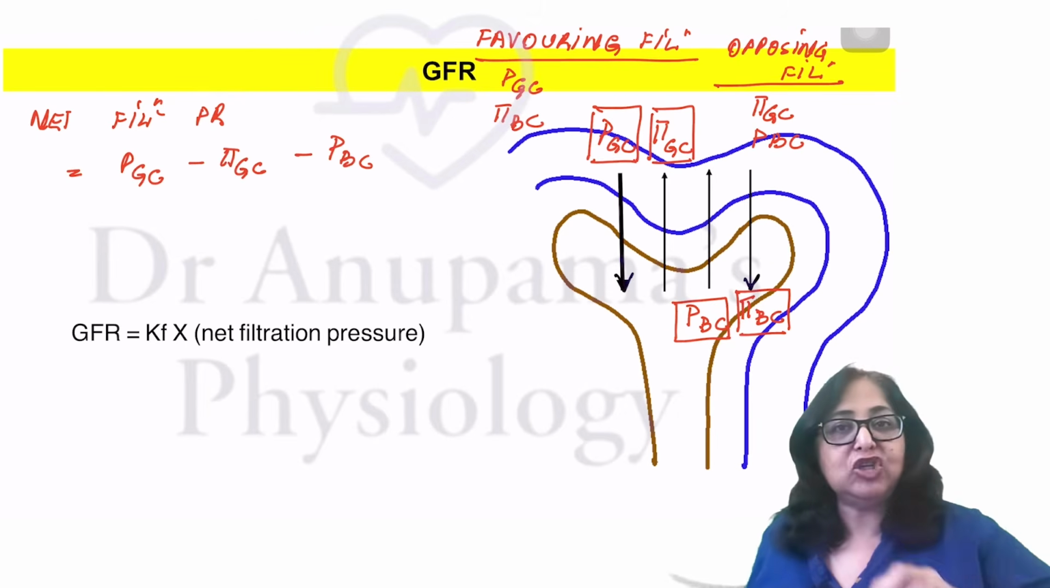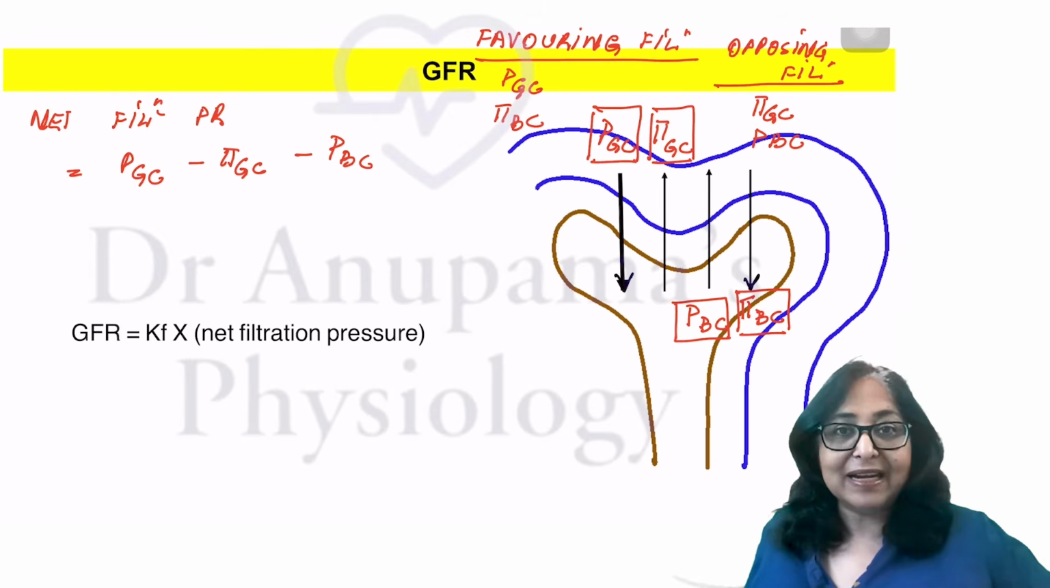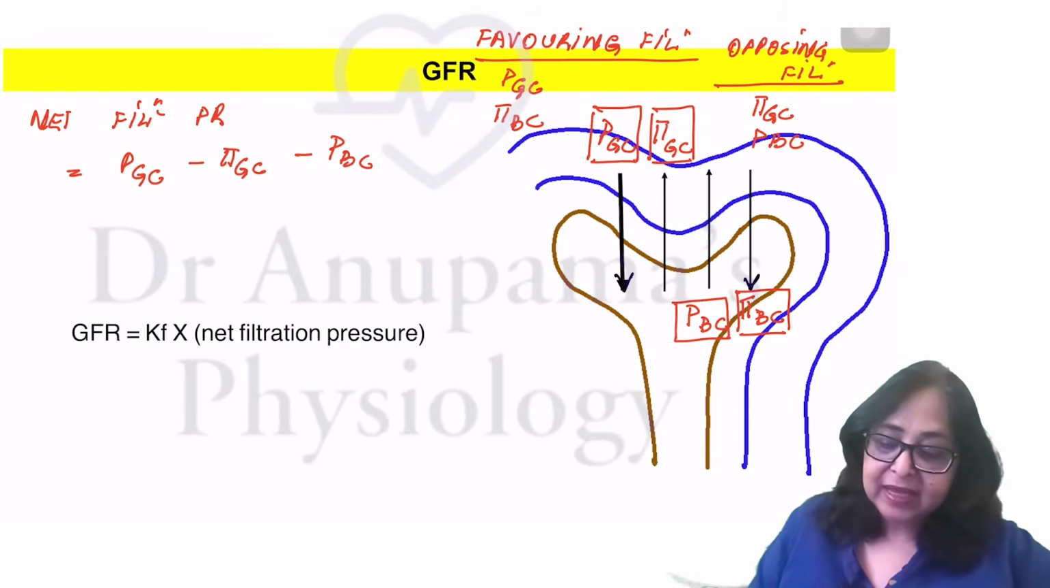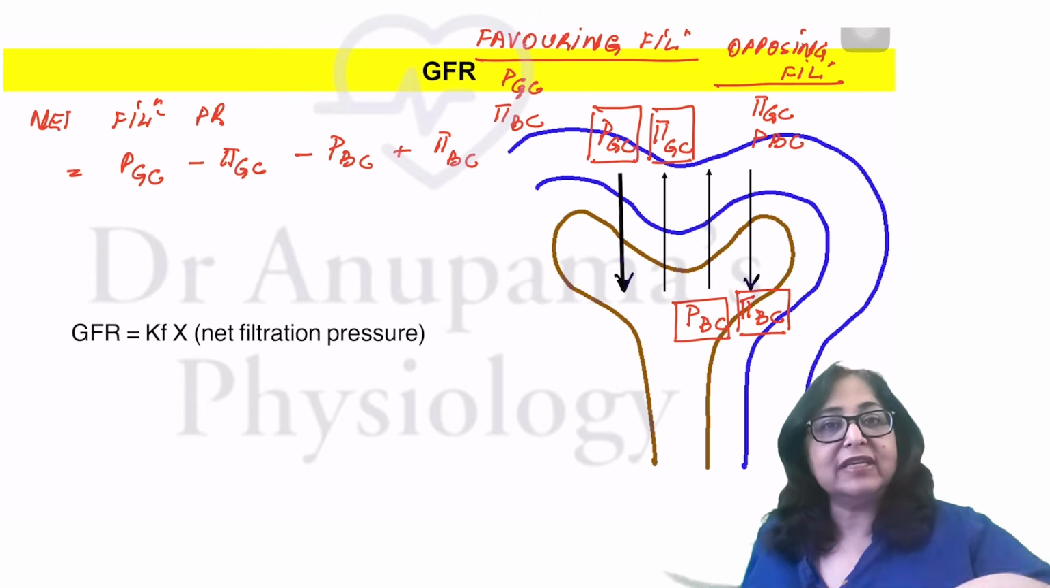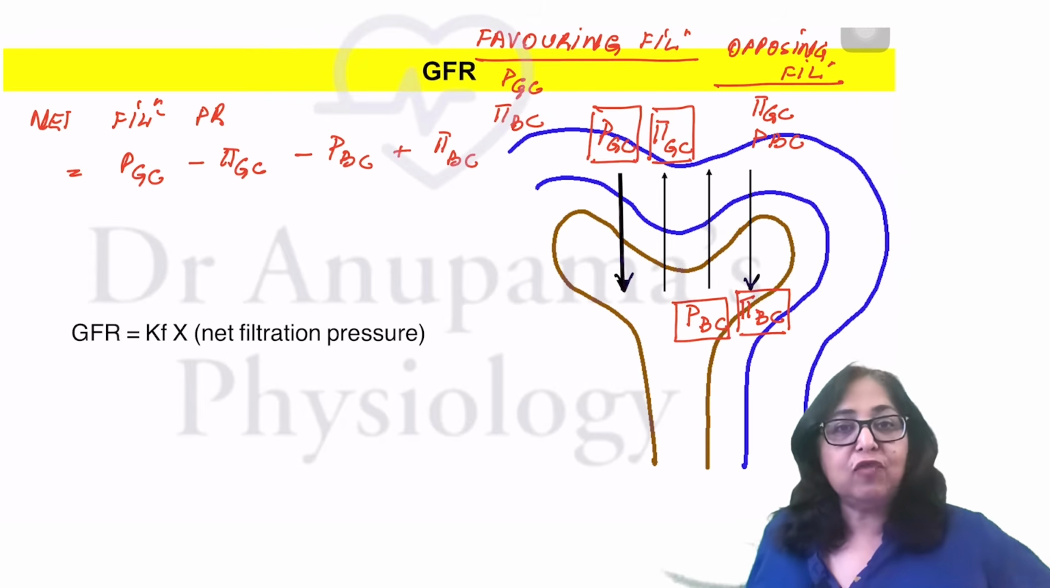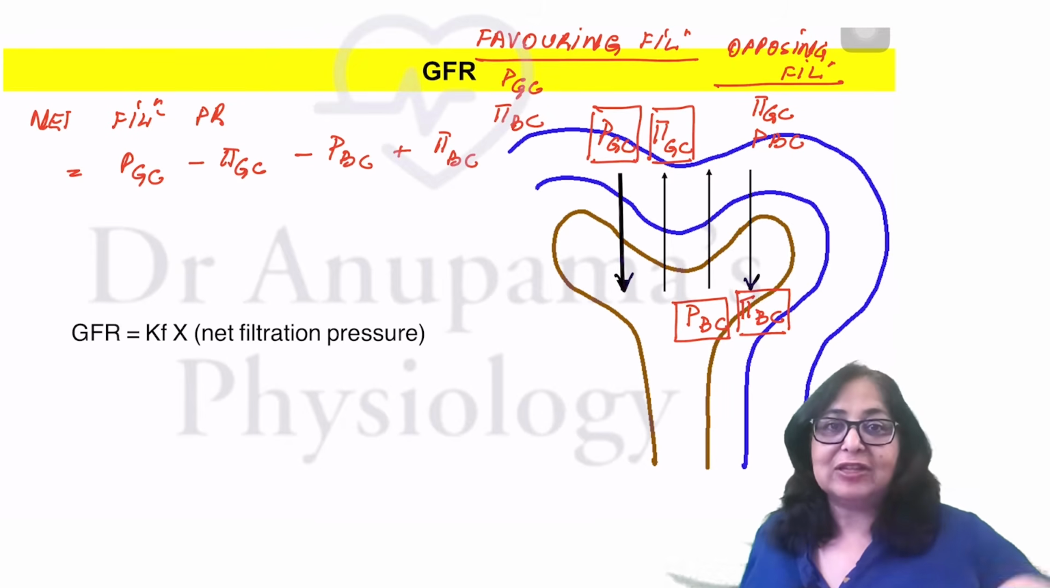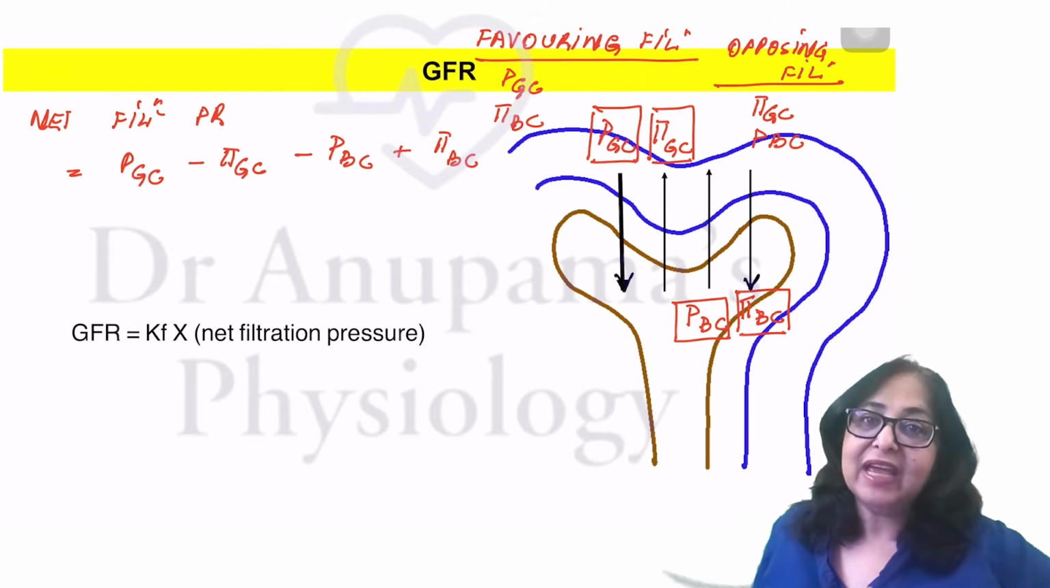Why are pi GC and PBC taken as minus? Because they are opposing filtration. Plus pi BC, and pi BC is a plus because it is favoring filtration. Forces which are favoring filtration will have a plus sign, and the ones which are opposing filtration will have a negative sign.